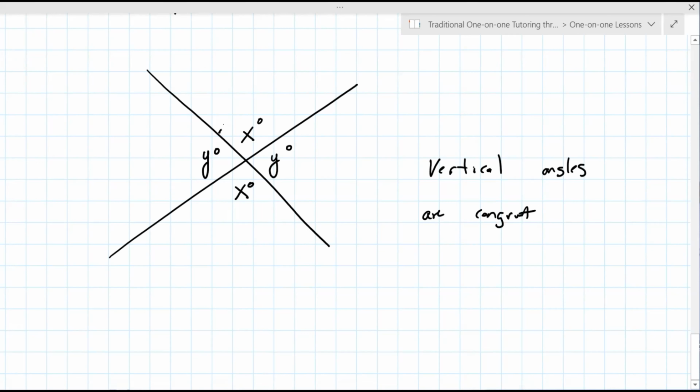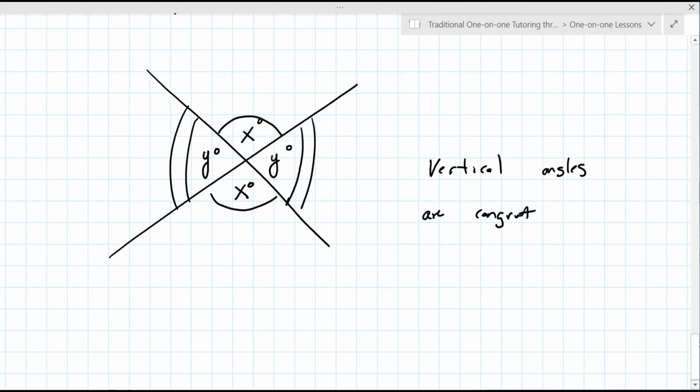And the point is that this angle is the same as this angle. And then this angle on the right is equal to this angle on the left. Okay. So it's vertical angles that are congruent. Congruent, yeah, that means they're equal. Because they're the same. That's why. Okay. Good.